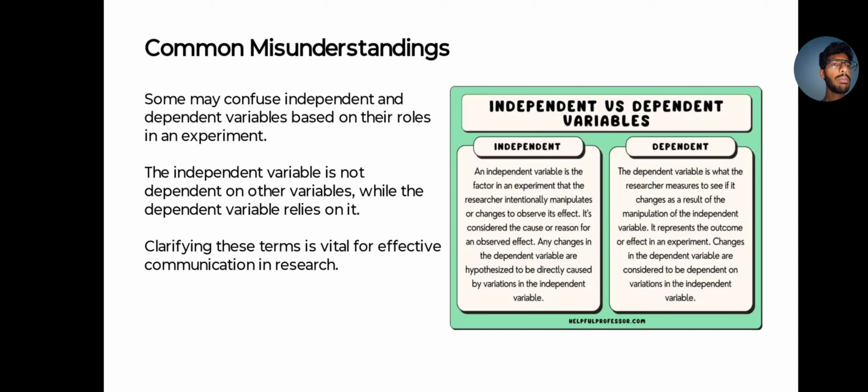The dependent variable is what the researcher measures to see if it changes as a result of the manipulation of the independent variable. It represents the outcome affected by changes in the experiment. The dependent variable is considered to depend on the independent variable.